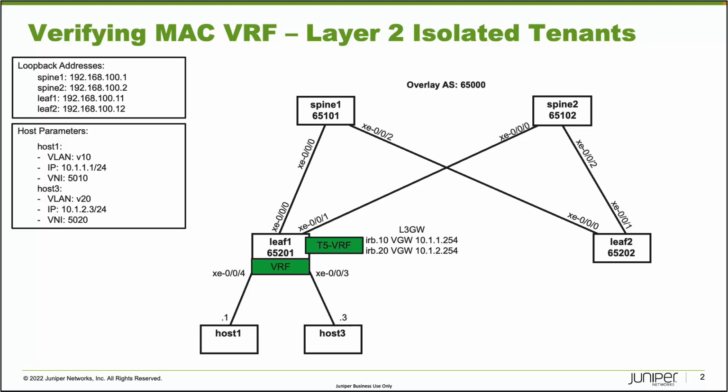And then we have a type 5 VRF that you can see here, and that has the IRB interfaces, IRB10 and IRB20. And you can see their virtual gateway addresses, 10.1.1.254 and 10.1.2.254. And something else I do want to point out is the loopback addresses. For spine 1, we have 192.168.100.1. Spine 2 is .2, leaf 1 is .11, and leaf 2 is .12. And we'll be primarily focusing on spine 1's loopback IP address and leaf 1's loopback address. And so with that being said, let's go ahead and jump to the CLI and get this going.